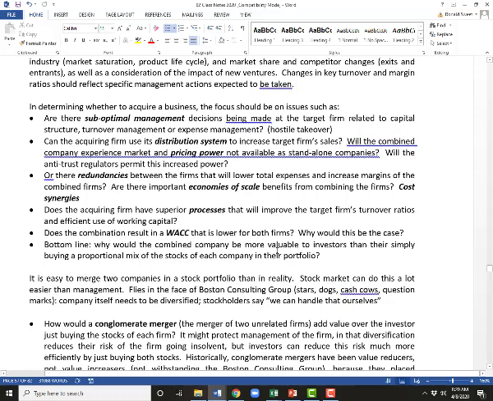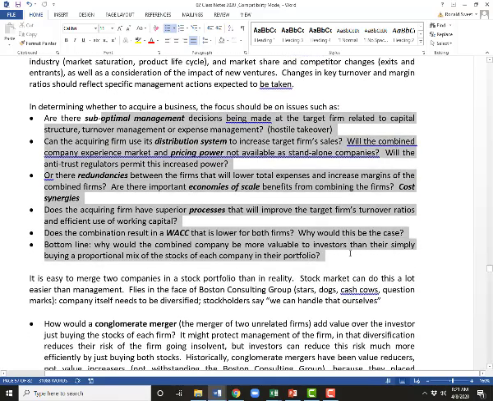So the bottom line is we're trying to make the firm more valuable to investors by somehow taking advantage of one of these issues. And firms have all different reasons for mergers and acquisitions.